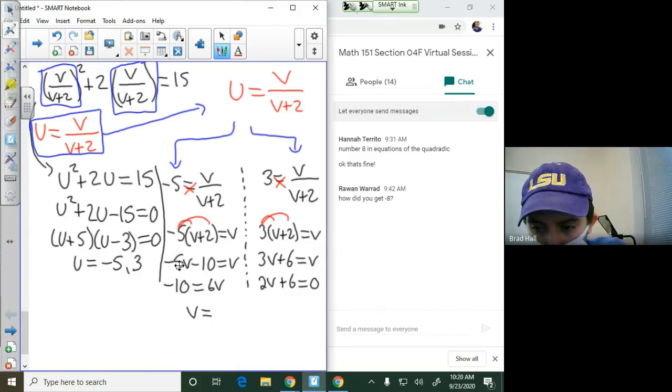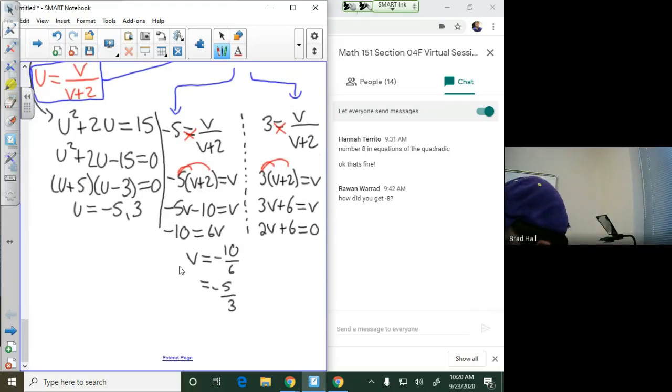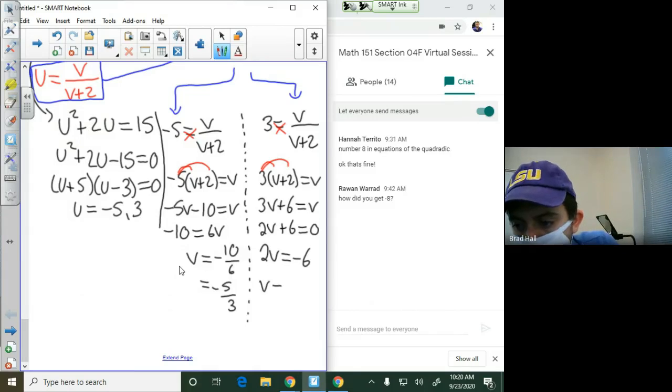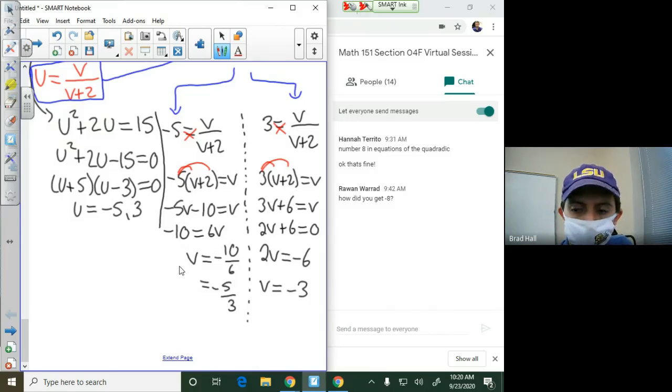And so we get that v is -10 over 6, which would need to be simplified to -5 over 3. And then over here, 2v is equal to -6. So then v is equal to -3. So we get 2 answers.